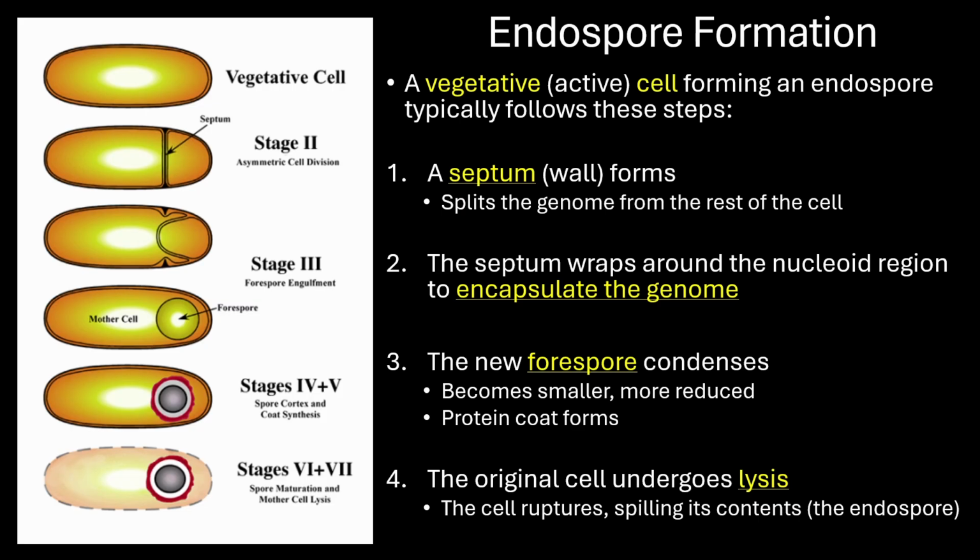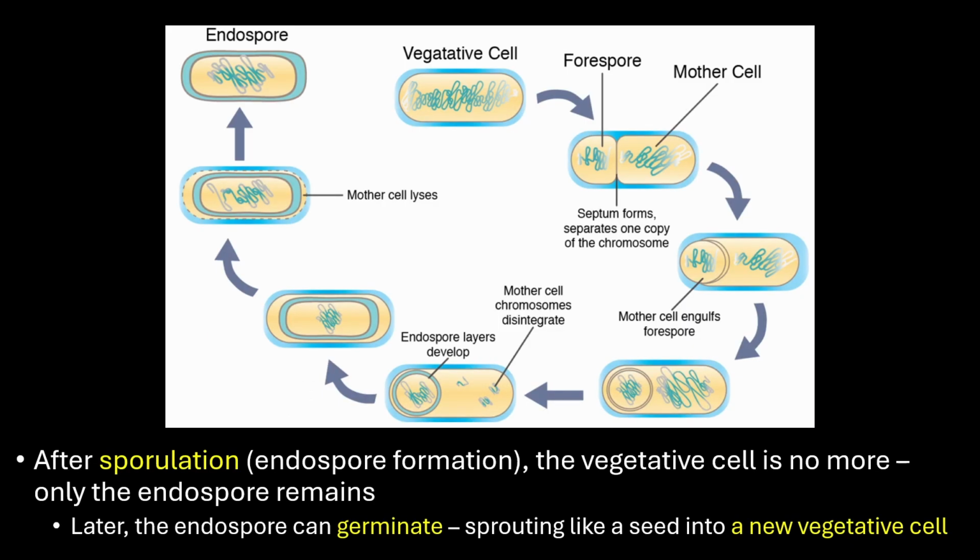It's going to germinate. So this whole process is something that we call sporulation, the process of endospore formation. And by the end of it, there is no vegetative cell. Only the endospore remains. Like I mentioned before, it will exist in the environment until it senses that the environment has changed and has become more habitable, after which point it's going to germinate and sprout like a seed into a new vegetative cell.